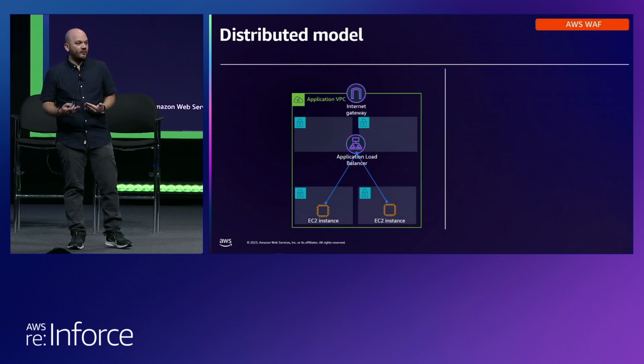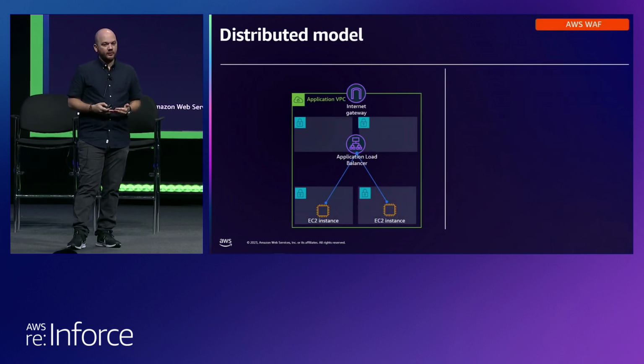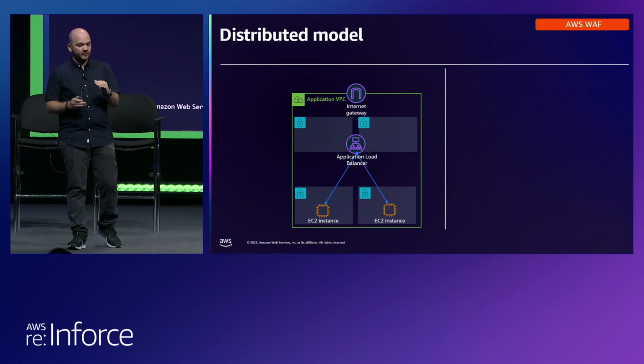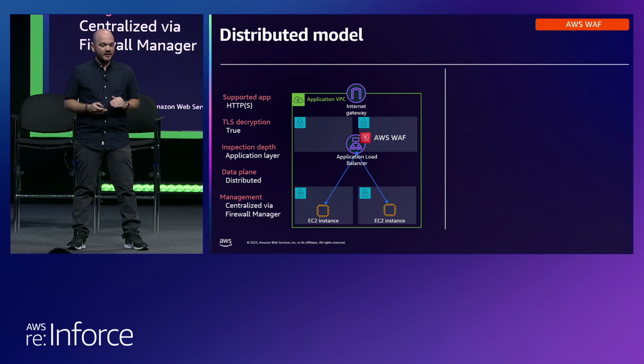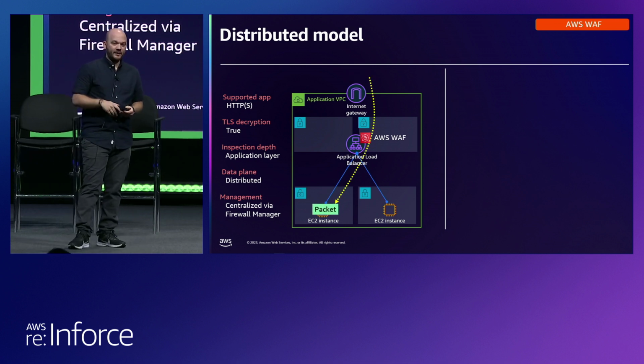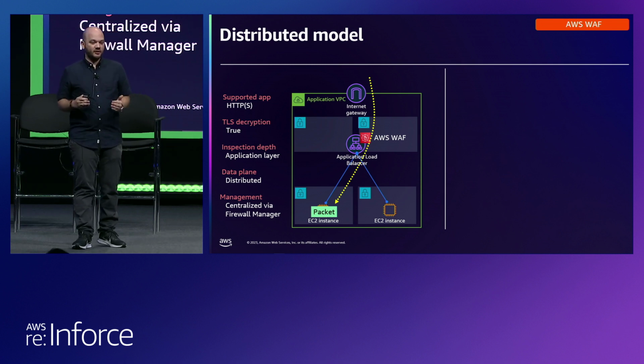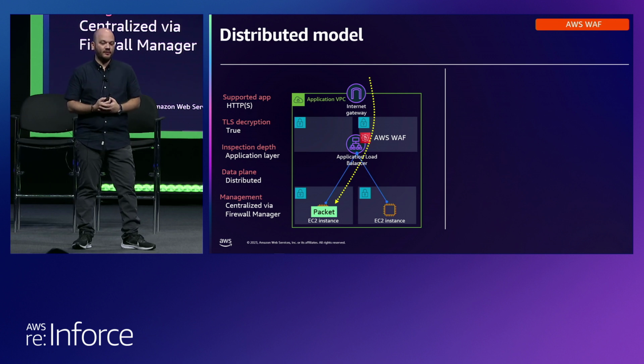And when we talk about it from a WAF perspective in a distributed model, here you will have one VPC, you have your application load balancer connected to EC2 instances. That application load balancer will be configured with AWS WAF. So when the traffic comes from the internet, this packet, when it wants to hit the application load balancer, will be filtered with AWS WAF before it's sent to the destination EC2 instance behind the application load balancer target.